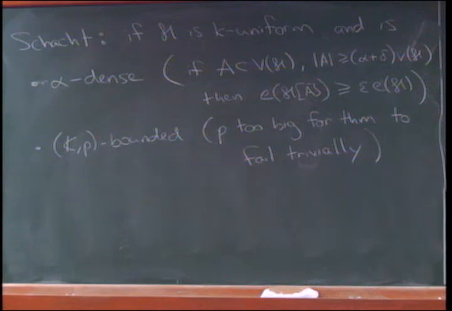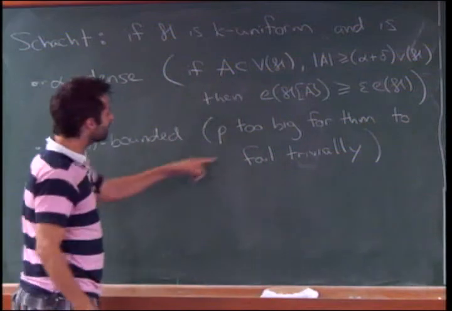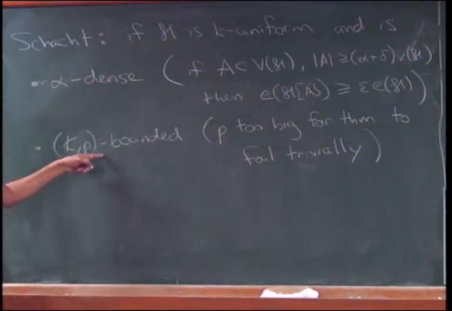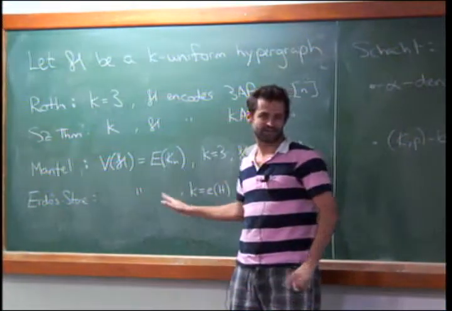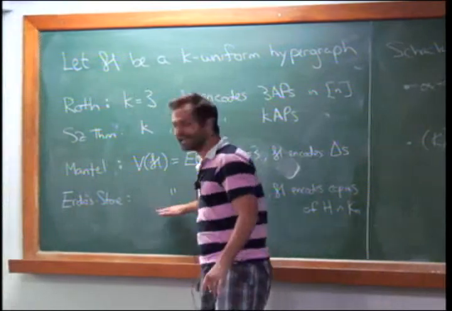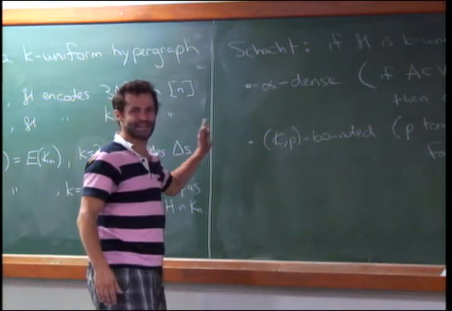So the actual condition is slightly technical, but that's basically what it says. Actually it says something about the hypergraph as well, but it's not so straightforward to understand. But anyway, what this gives you is the correct threshold for Szemerédi's theorem and the correct threshold for Erdős–Stone for any graph H. So it really is a very sensible condition. It's a very natural one.